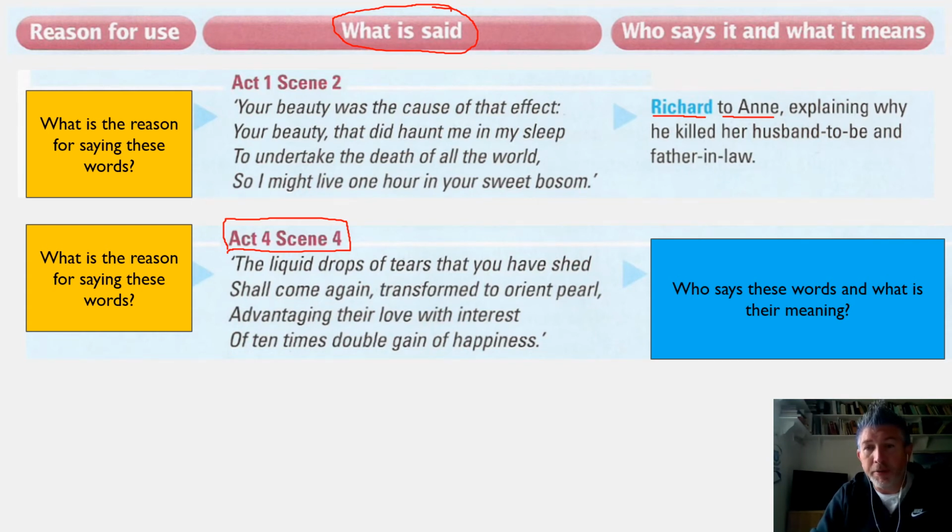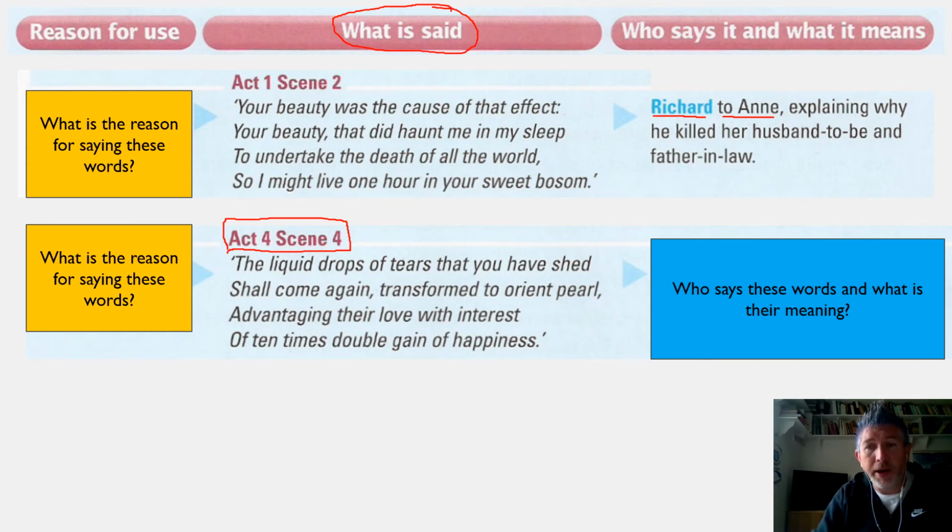The second one is Act 4, Scene 4, so it's much later in the play. And I'm not going to tell you this time who's speaking and which character says these words. "The liquid drops of tears that you have shed shall come again, transformed to orient pearl, advantaging their love with interest of ten times double gain of happiness." So, your task here is to work out who says these words and what the words mean, and also what is the motive, what's the reason for saying these words.